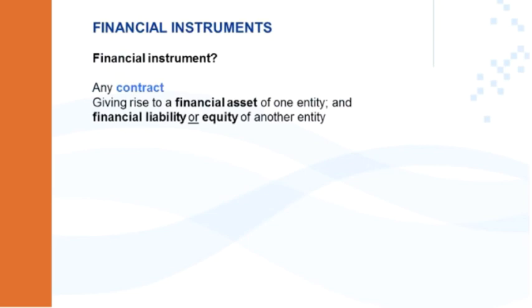What is a financial instrument? A financial instrument is any contract that gives rise to a financial asset of one entity and a financial liability or equity instrument of another entity. It is evident from this definition that 3 elements need to be present before a financial instrument can exist, namely a contract, a financial asset, and a financial liability or an equity instrument.